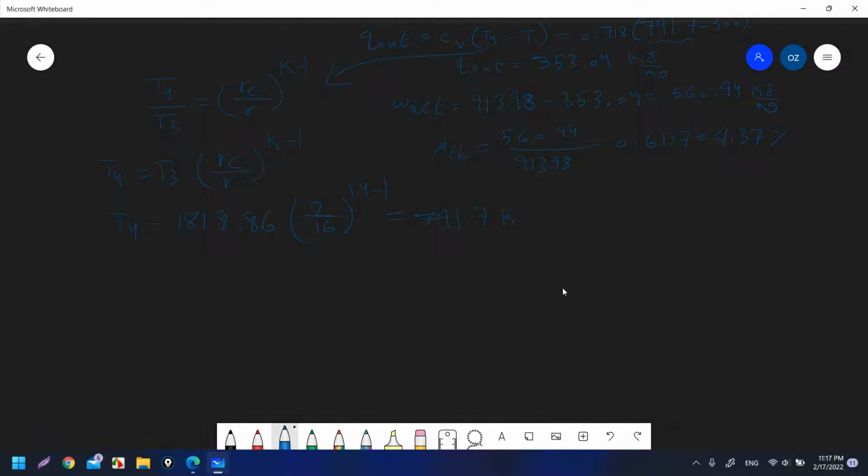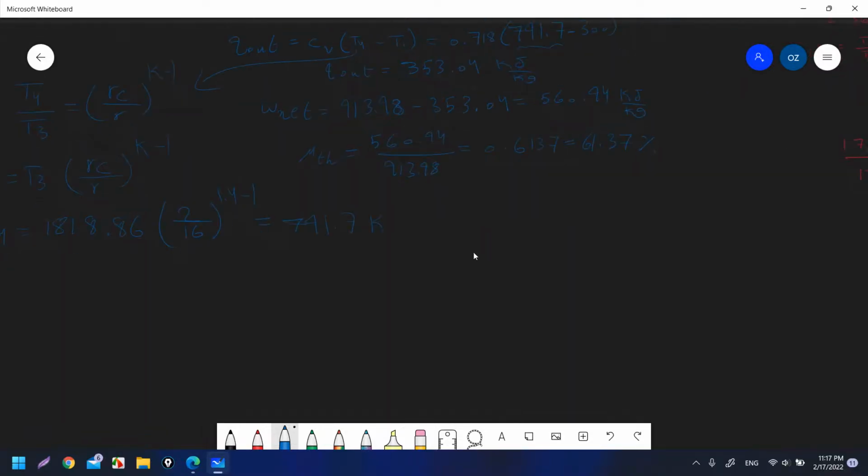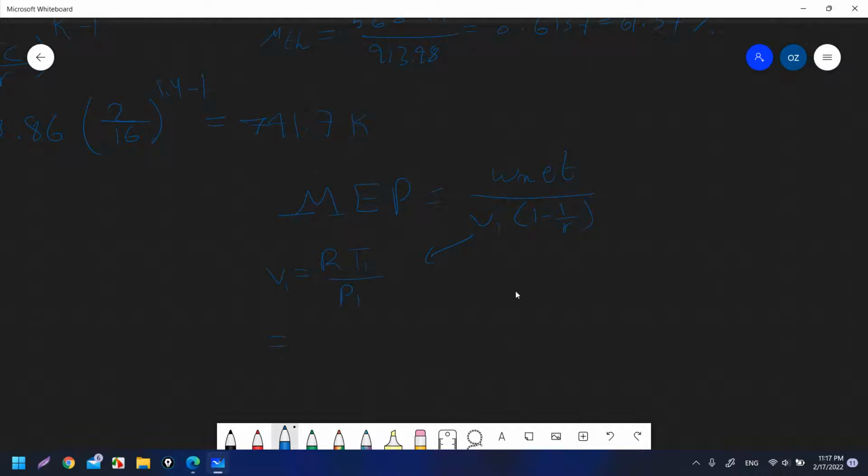We found everything. The remaining is the mean effective pressure. The mean effective pressure is the same equation, Wnet over V1 times (1 minus 1 over R). V1 from the ideal gas law, V1 is equal to R T1 over P1. R is 0.287, okay, times 300 Kelvin over P1 95.